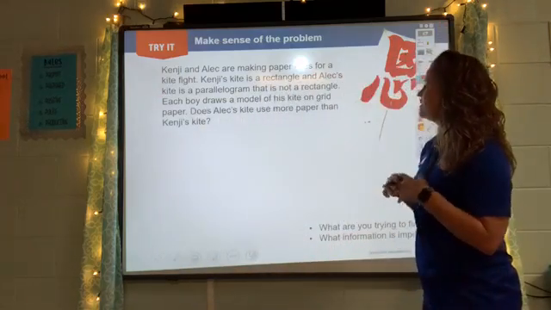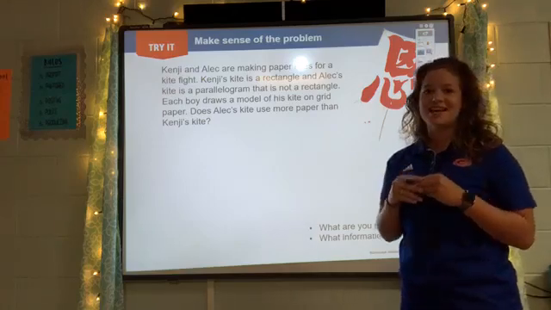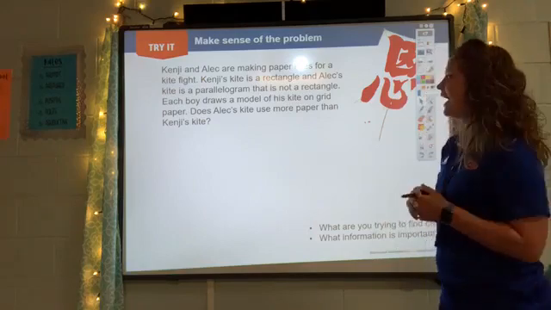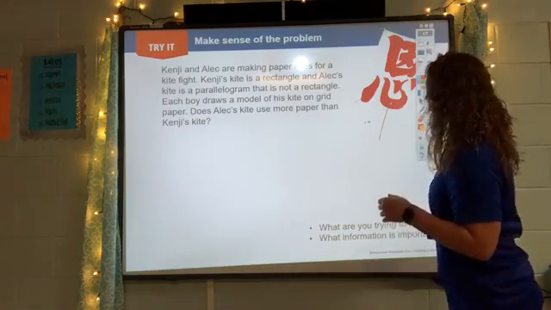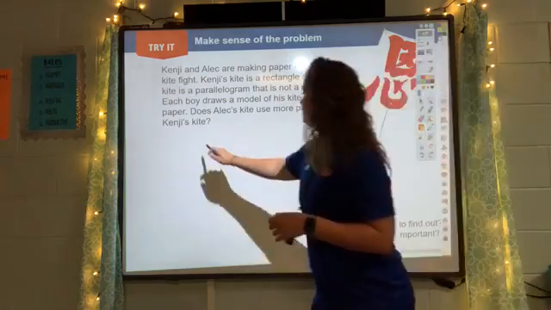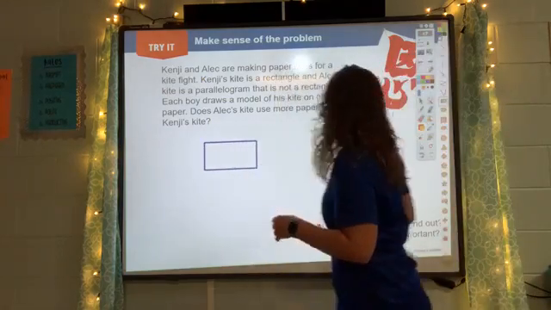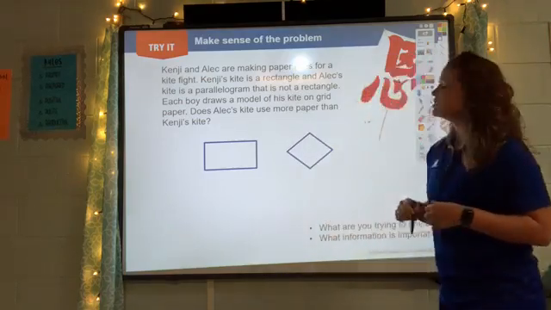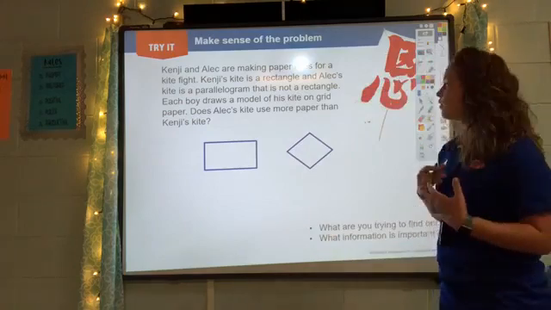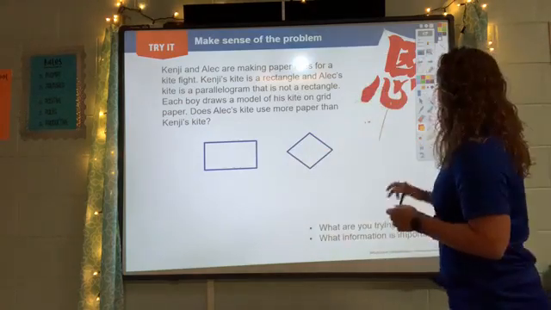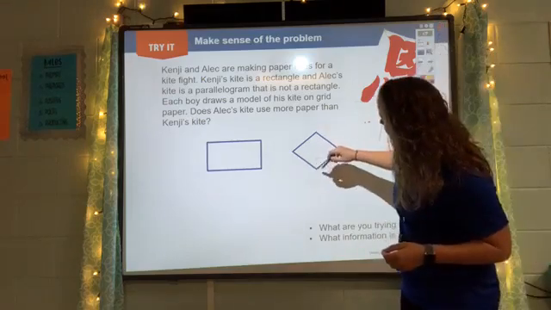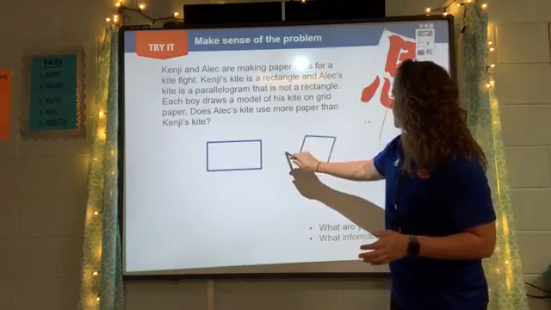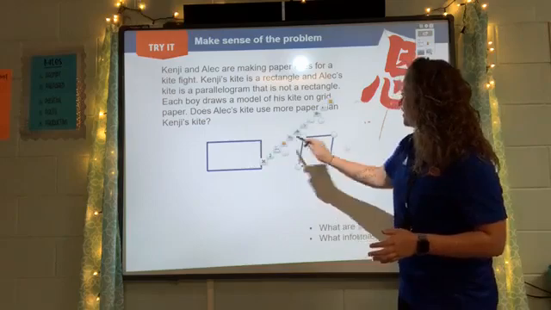Does Alec's kite use more paper than Kenji's kite? Okay, so if we have this and we're looking at our rectangle, and we have our other parallelogram, we have to figure out if it's using more or not. So if we are using a rhombus, we can look at that and we can turn it to where it kind of looks straight like this other one.